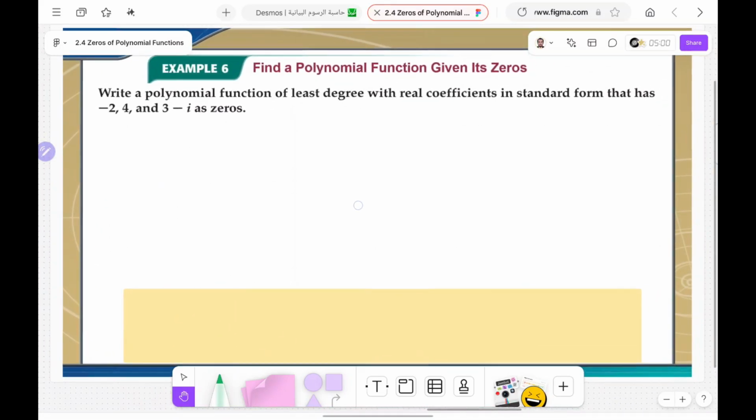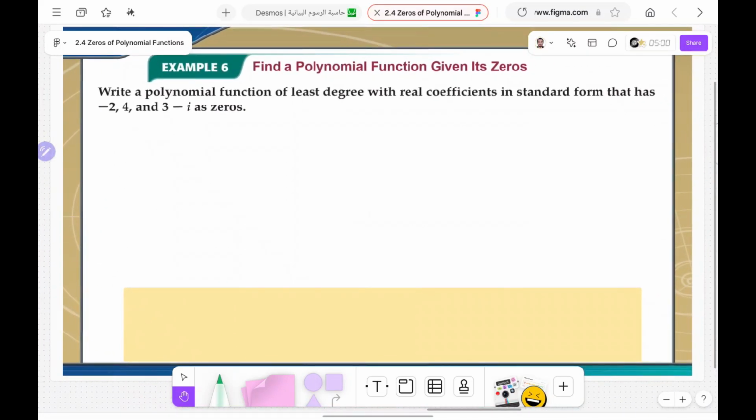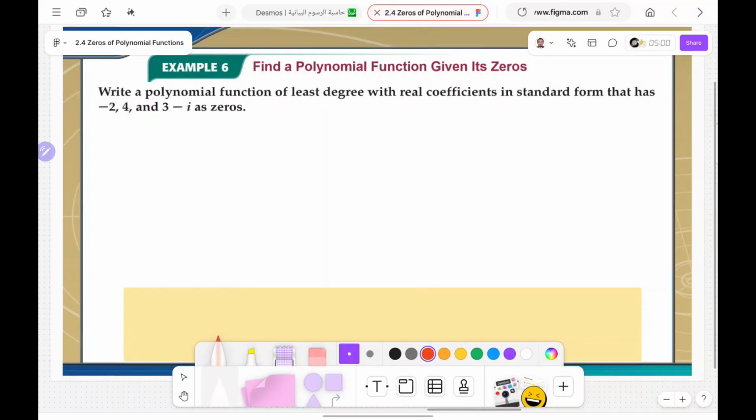Now, let's start doing this question. Find the polynomial function given its zeros. As you can see, we have 3 zeros. The first zero is negative 2, the second zero is 4, the third zero is 3 minus i. This one is one term, okay? Like 3i, or 4 minus i, or 5 minus i, all of these are considered conjugate or imaginary numbers. Now, let's apply the rule. f of x equals. The first one is negative 2, so you take x plus 2. The second one is 4, so you take x minus 4.